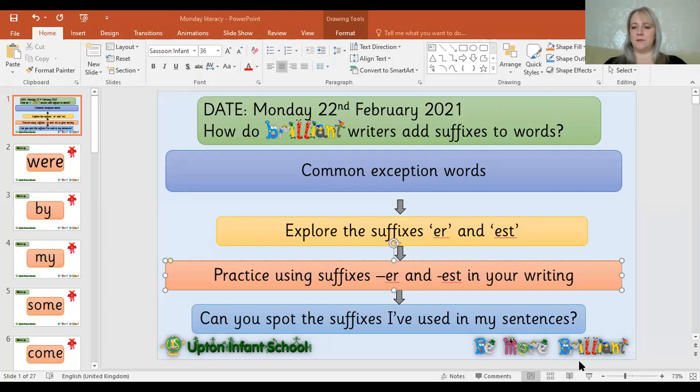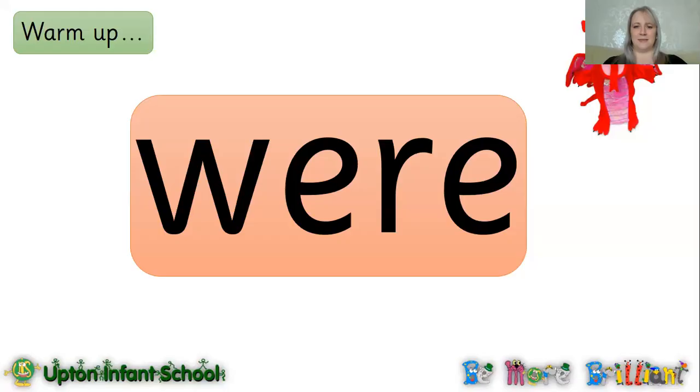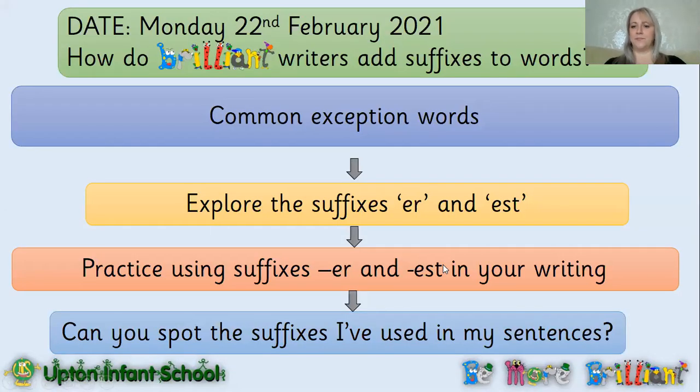It's Monday, and so we're going to start our Monday by looking at adding suffixes to words. We'll start with a little warm-up, so we'll look at our common exception words. Then I'm going to talk to you about what a suffix is and why we use them. And then you're going to have a go at exploring them with me. We're going to look at er and est before you practice writing some of your own words or sentences containing these suffixes. And then I've done you a couple of sentences and I want to see if you can spot the words that contain the suffixes. So let's start with our common exception words.